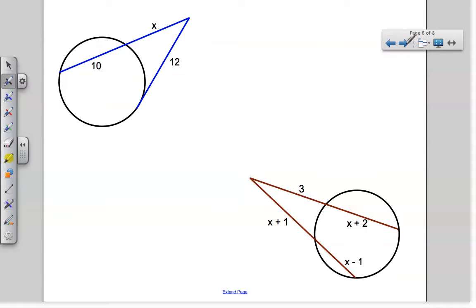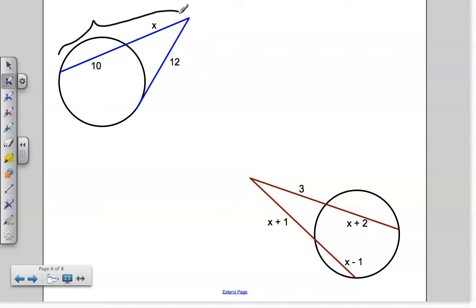Okay, let's try some even trickier ones here. I'm going to get some quadratics here. Alright, I've got a secant segment. I've got a tangent segment. With the secant, remember that you need to do full times external. And that should equal, well, for the tangent, you just take the tangent squared.